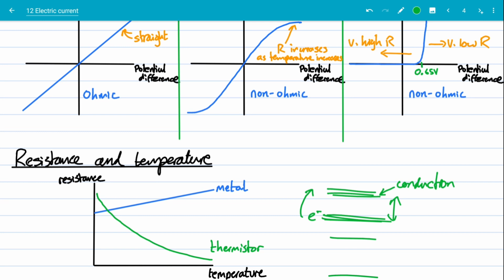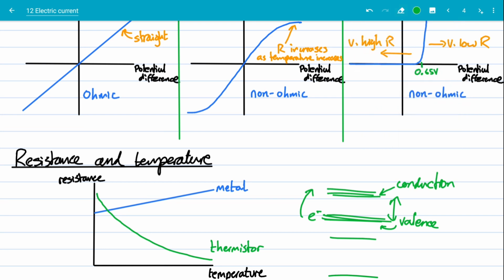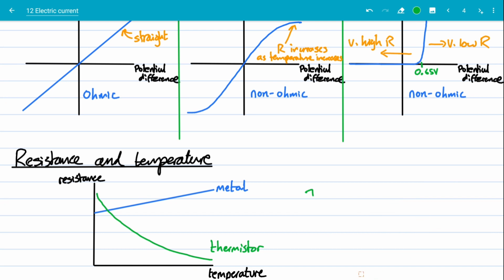If electrons, however, don't have enough energy to be in that conduction band, then they stay in what's called the valence band, and those electrons are shared between the neighboring atoms in the covalent bonds. So with thermistors, you increase the temperature, more of those electrons, because of collisions between neighboring ions, get enough energy to move into the conduction band, and so we have current that increases because there are more charge carriers, meaning a reduction in resistance.